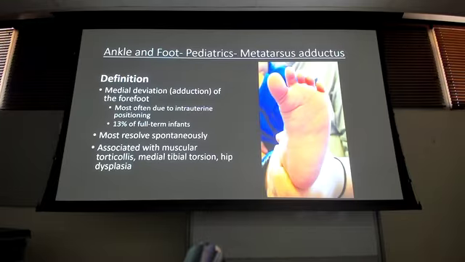So you'll see that medial deviation of the forefoot. Most of them resolve spontaneously, so we don't really do anything for them other than monitor the progress of it. I think we got some grading criteria on there. Once again, it can be associated with other neuromuscular disorders like torticollis, and then they can have hip dysplasias and other conditions associated with it.